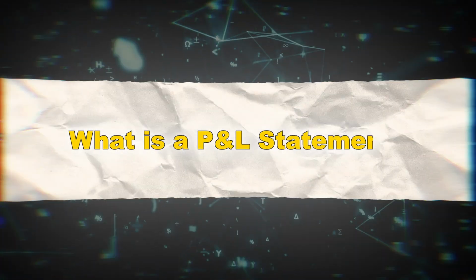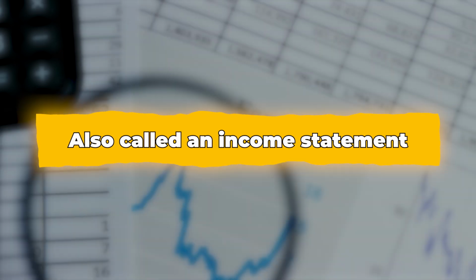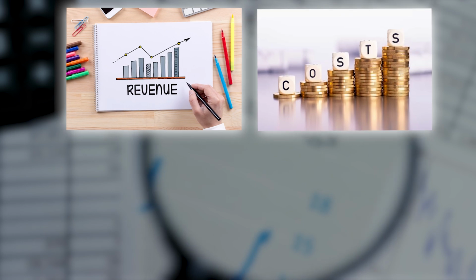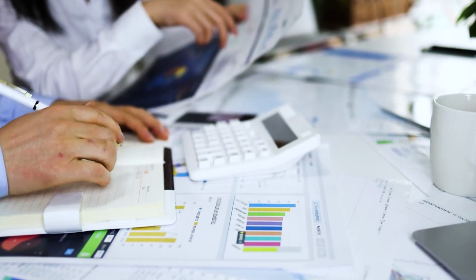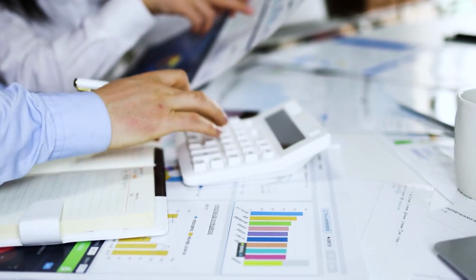What is a P&L statement? A profit and loss statement, also called an income statement, is essentially a report that summarizes the revenue, costs, and expenses over a specific period of time. Whether it's a quarter or a full fiscal year, a P&L statement answers one major question: is your business profitable? Now, let's talk about why this document matters.